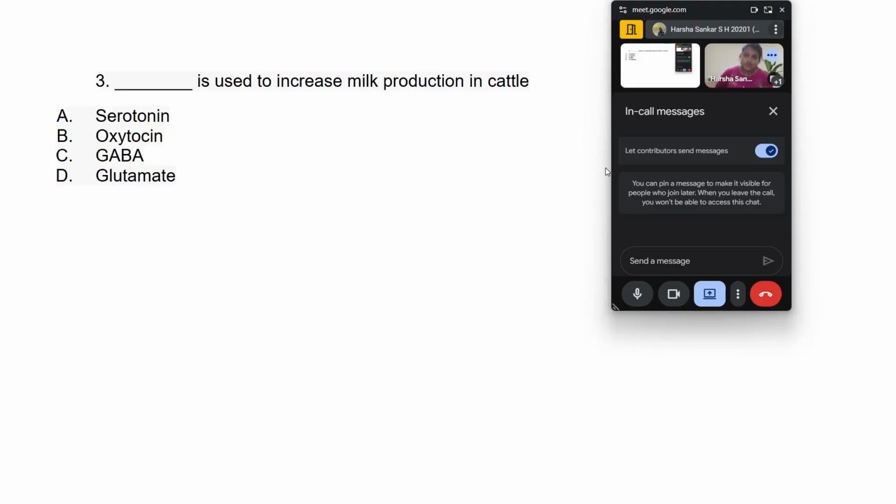Next: Dash is used to increase milk production in cattle. Option A serotonin, option B oxytocin, option C GABA, option D glutamate.